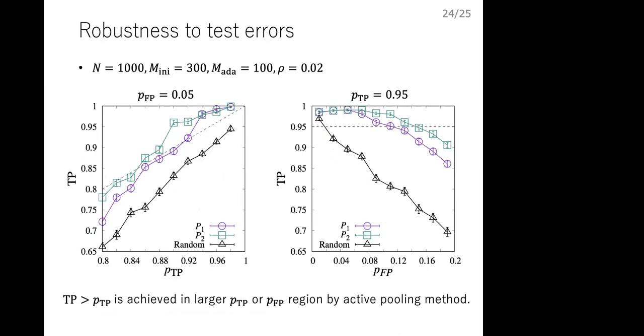These figures show PTP and PFP dependence of TP. As the value of PTP increases, the test is likely to output the false positive result. And as PTP decreases, the test can return false negative results. This black line denotes the group test with randomly fixed pooling matrix. And the adaptive method for both P1 and P2 pooling space gives higher TP for all parameter regions shown in these figures.